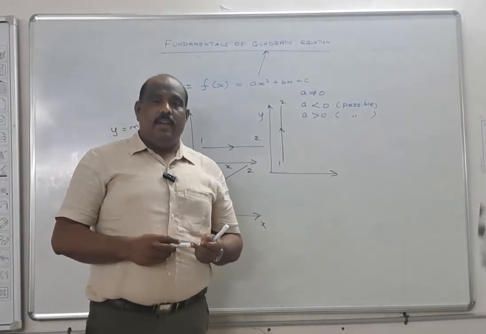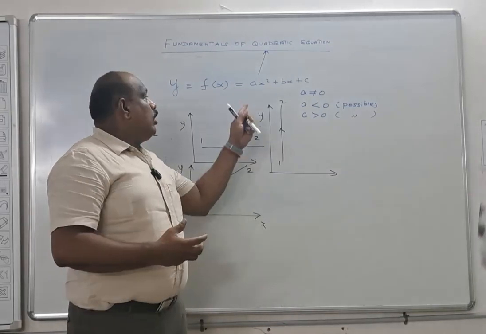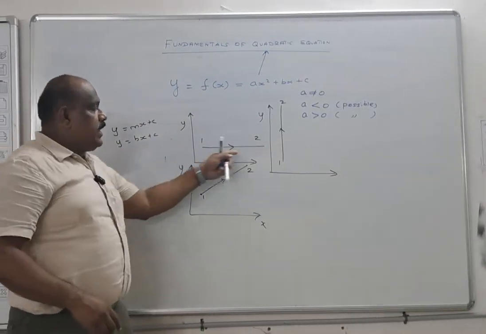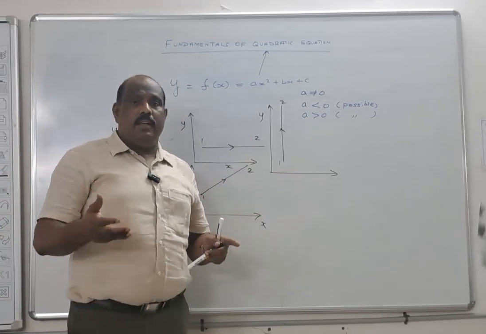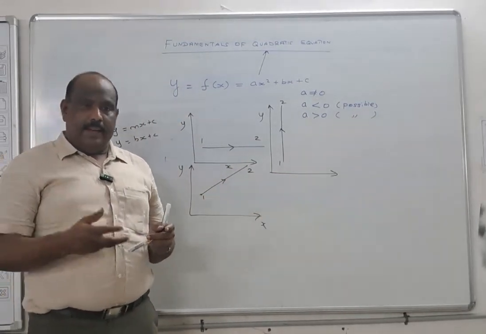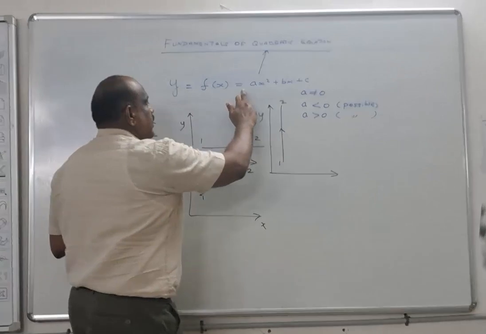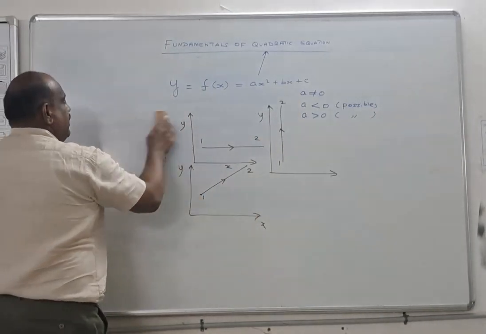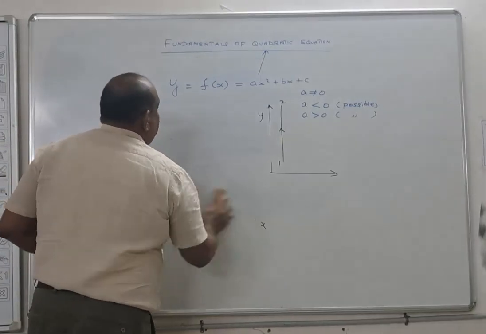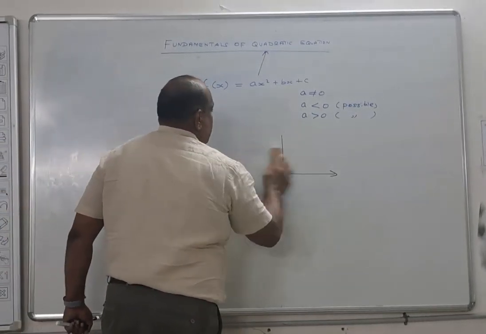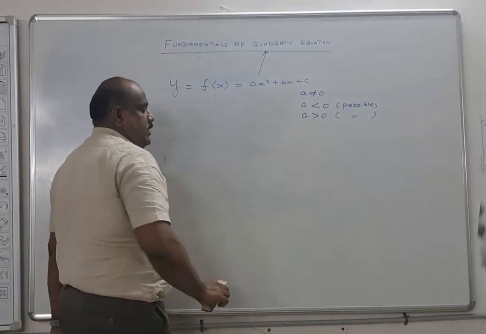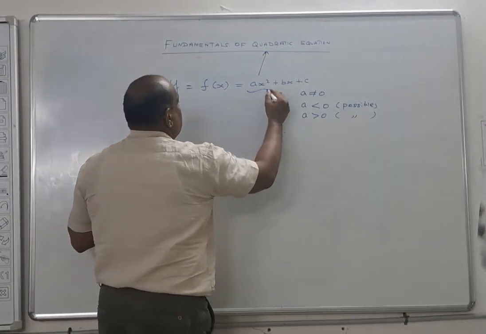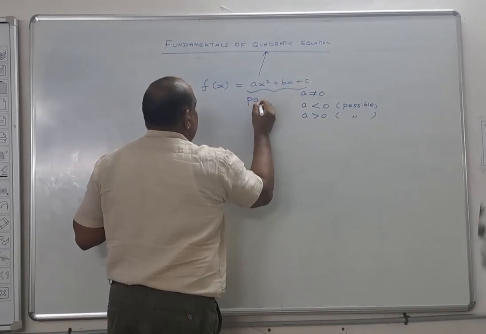Similarly, what will be the shape of a quadratic equation? When the equation is like this, it indicates a straight line, whether horizontal, vertical or inclined. Similarly, what will this equation represent? Please, viewers, try to understand: the shape of a quadratic equation is always a parabola.